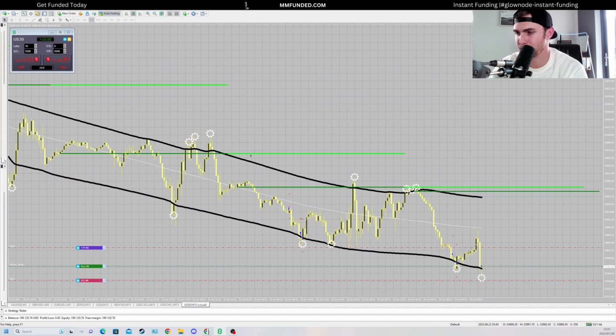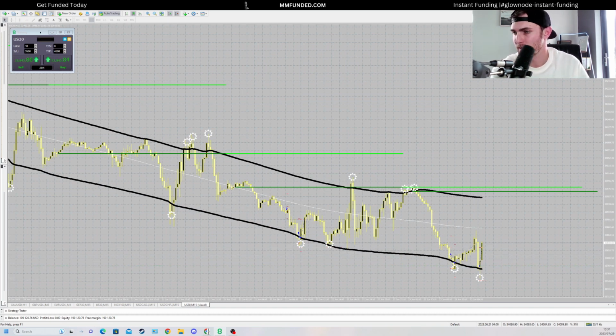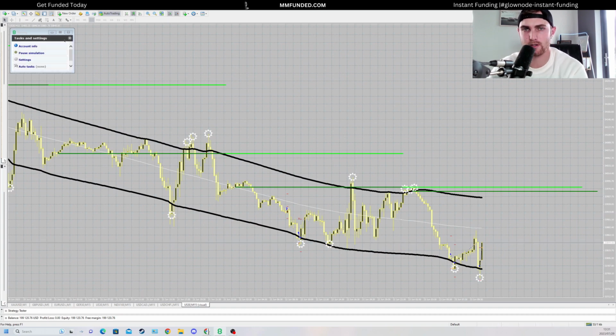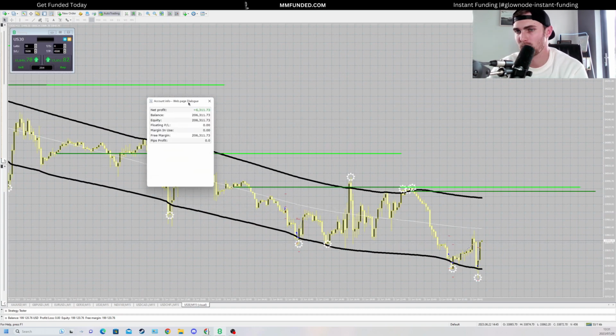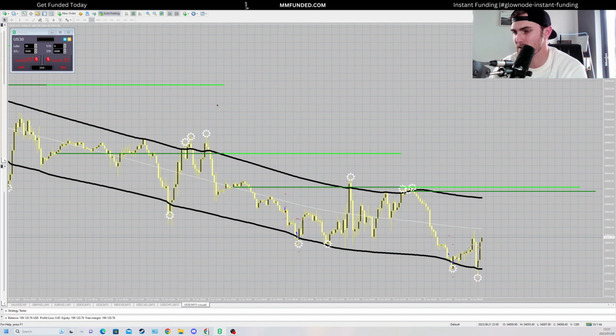Just like that. We've swept that low. Okay, let's speed up price here. And another full TP trade. So we are now 3% up on this account from that trade, so that's great. We still need about 5% to go.